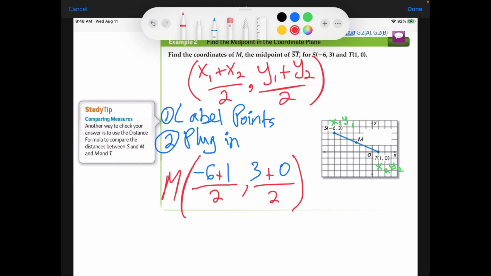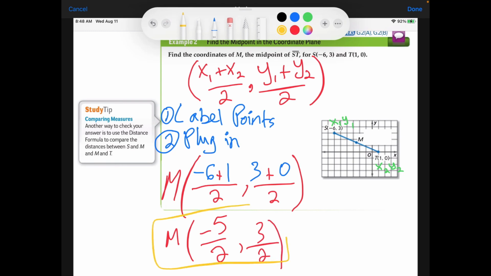Okay, so let's go ahead and simplify this. Our point M is found. -6 plus 1 is -5, over 2. That's a comma right there. 3 plus 0 is obviously 3, over 2. This will be our final answer. Okay, hope that helps.